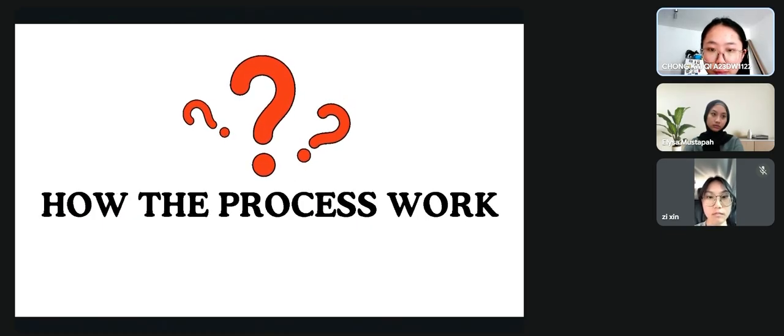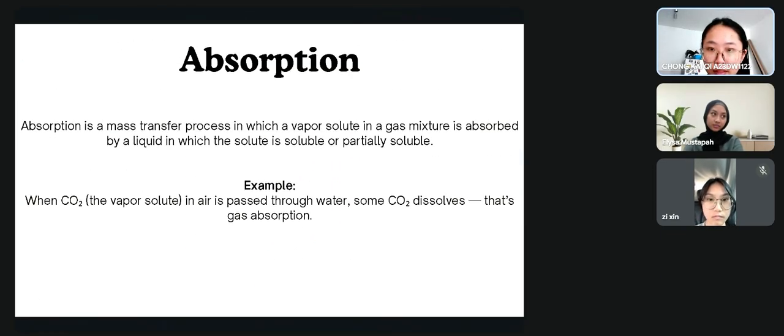So how does the process work? Firstly, absorption is a mass transfer process in which a vapor solute in a gas mixture is absorbed by a liquid, in which the solute is soluble or partially soluble. For example, when carbon dioxide in the air passes through water, the carbon dioxide will dissolve in the water. This process is gas absorption.